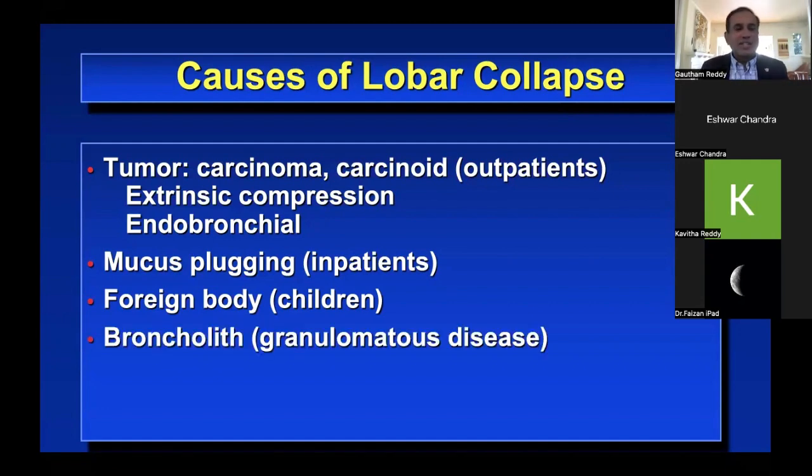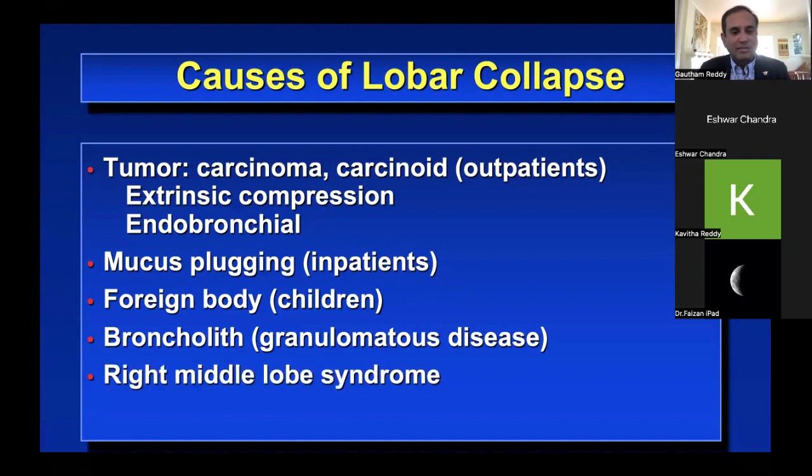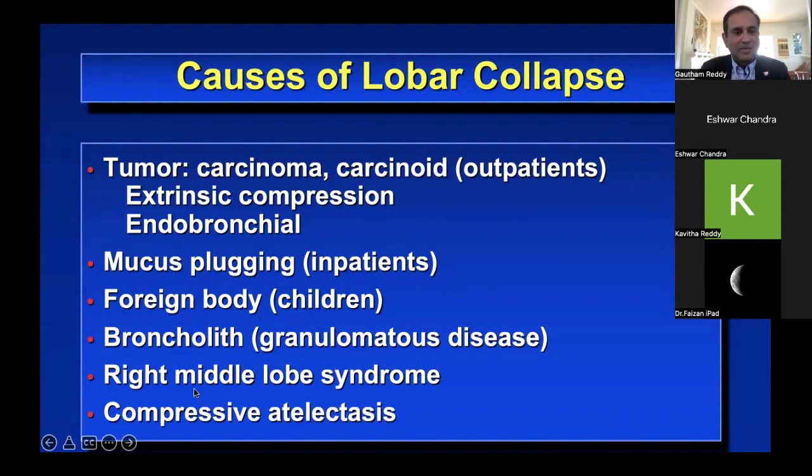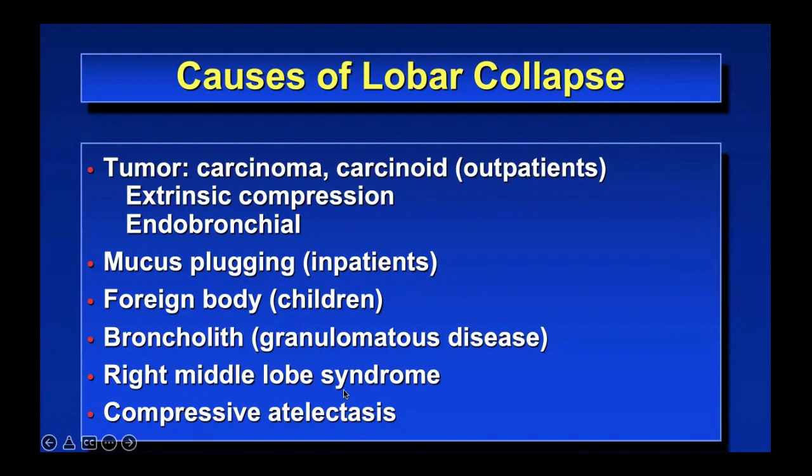And some other causes that we should consider: broncholith in granulomatous disease and tuberculosis, for example. There is going to be calcification of a lymph node that then erodes into a bronchus, and that's called the broncholith. Right middle lobe syndrome, which is a non-obstructive cause of right middle lobe collapse. And then compressive atelectasis, generally related to pleural effusion, but it could also be due to a pneumothorax.